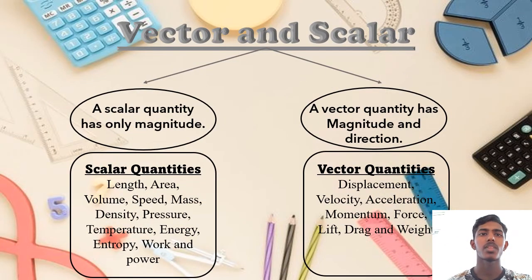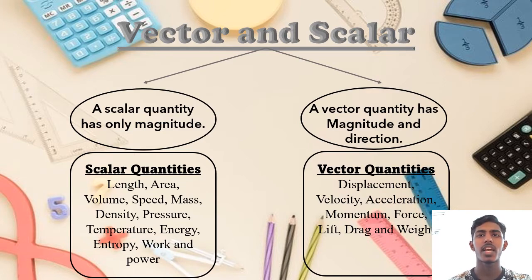These are examples of scalar and vector quantities. The scalar quantity has only magnitude. These are the examples of scalar quantities: length, area, volume, speed, mass, density, pressure, temperature, energy, entropy, work, and power. These all are scalar quantities because they do not have direction.